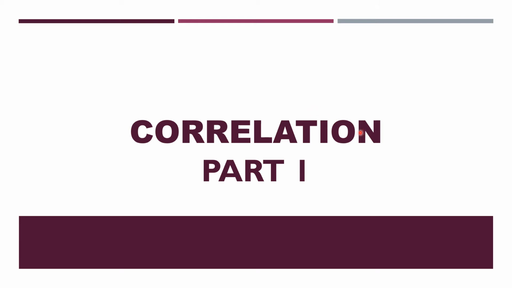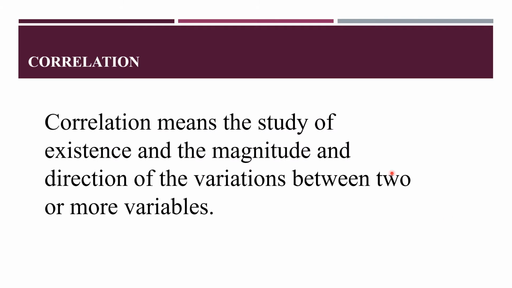Hello everyone. Today we will study correlation. Suppose we have two variables x and y, and if as one variable changes, the other variable also changes in the same or opposite direction, we say that the variables x and y are correlated. So correlation means the study of existence and the magnitude and direction of the variations between two or more variables.